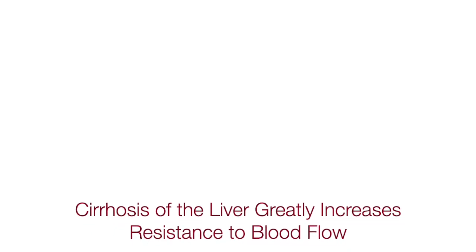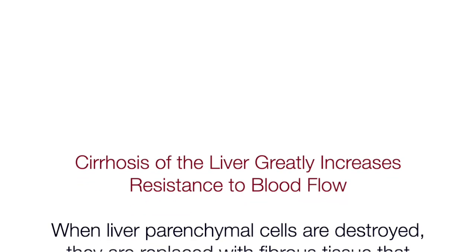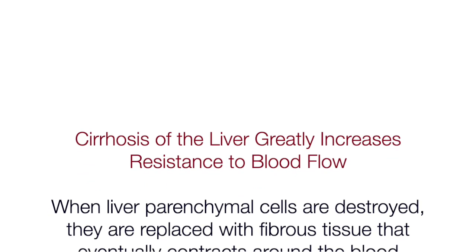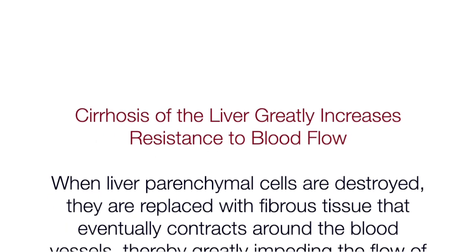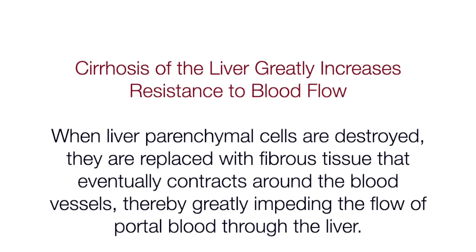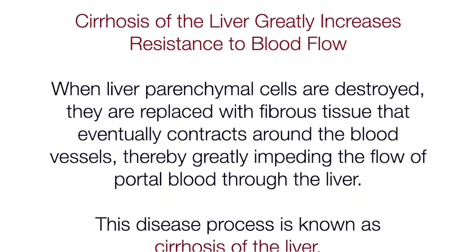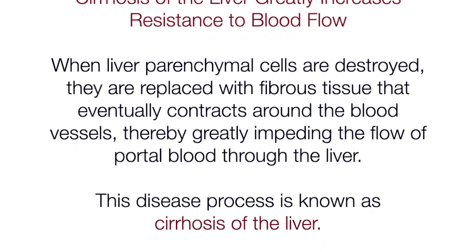Cirrhosis of the liver greatly increases resistance to blood flow. When liver parenchymal cells are destroyed, they are replaced with fibrous tissue that eventually contracts around the blood vessels, thereby greatly impeding the flow of portal blood through the liver. This disease process is known as cirrhosis of the liver.